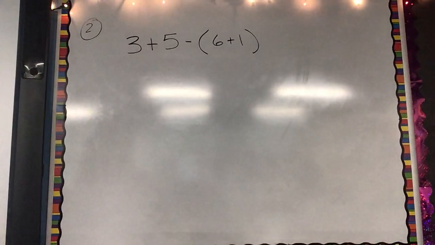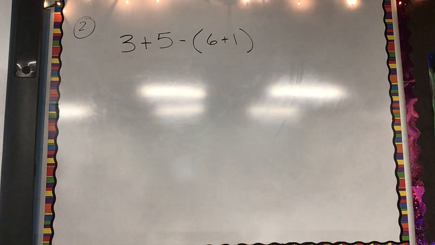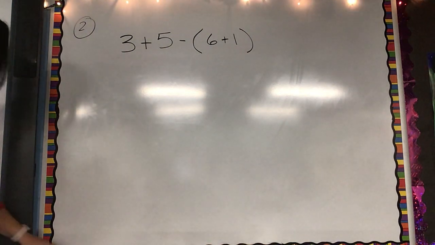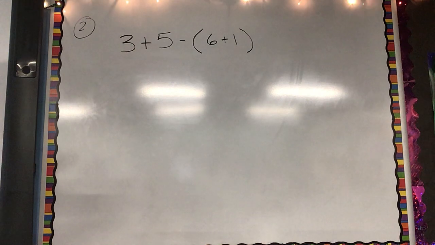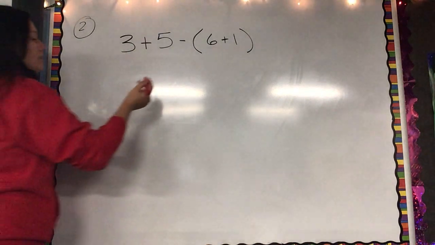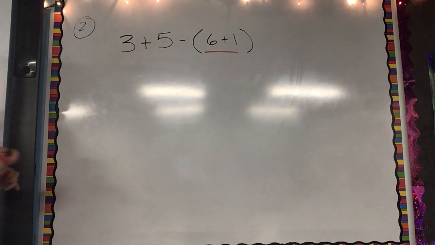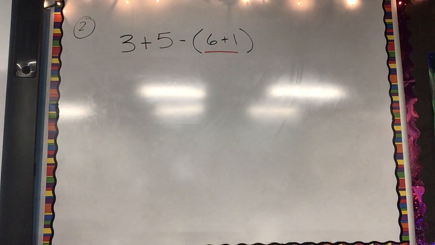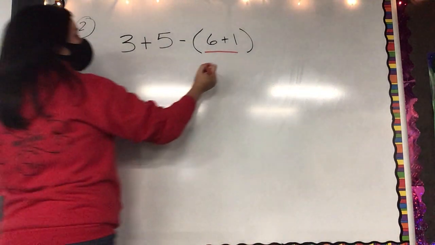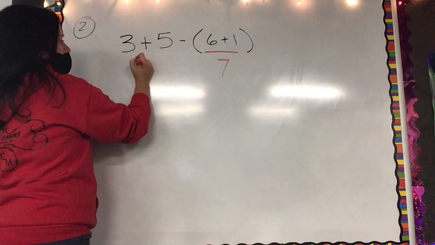According to our order of operations, please excuse my dear Aunt Sally, what is going to be our first step up here? Sophia? Parentheses. Yeah, parentheses, please. P for parentheses. Underline it. We want to make sure we don't use it again. What is 6 plus 1? 7. Bring down everything you have left.